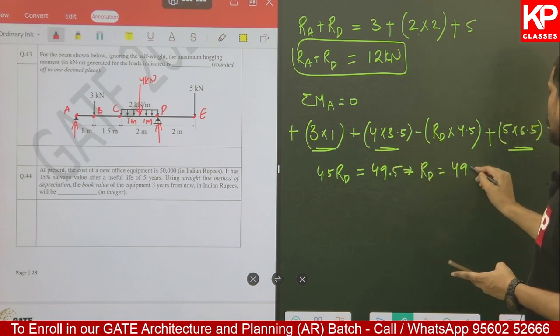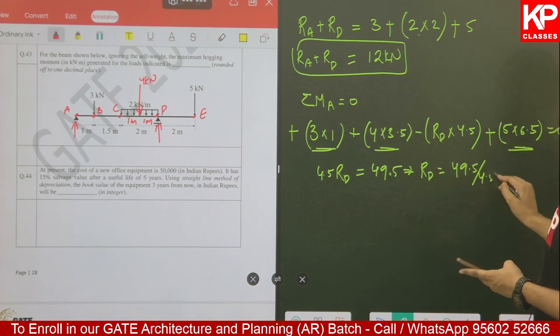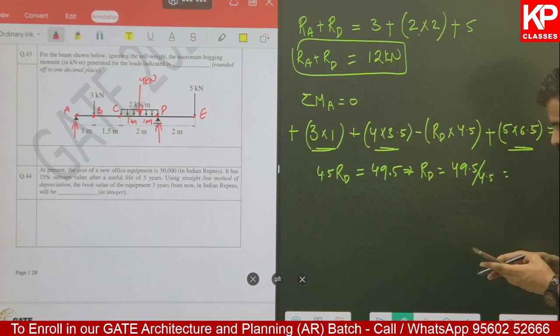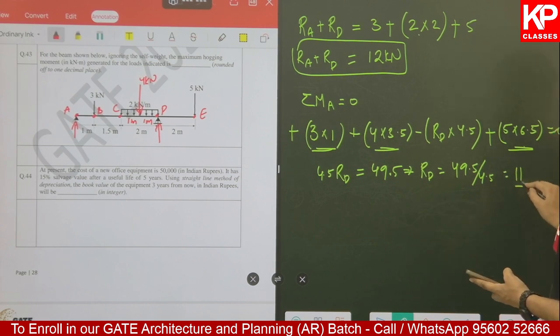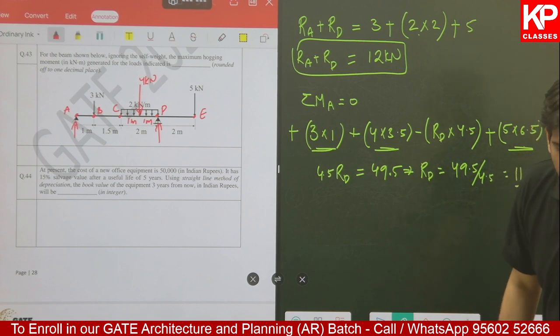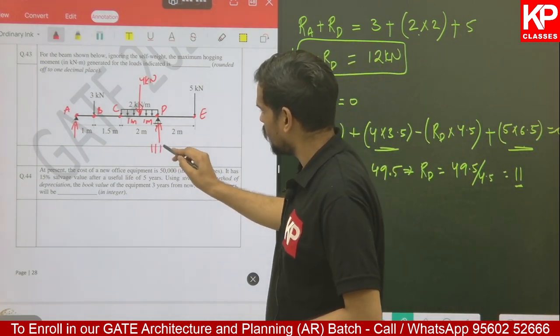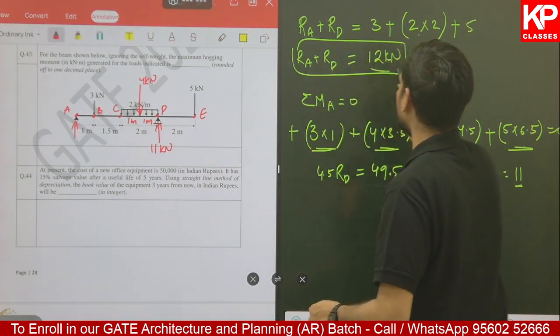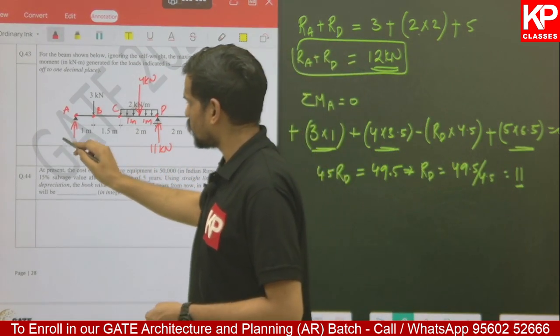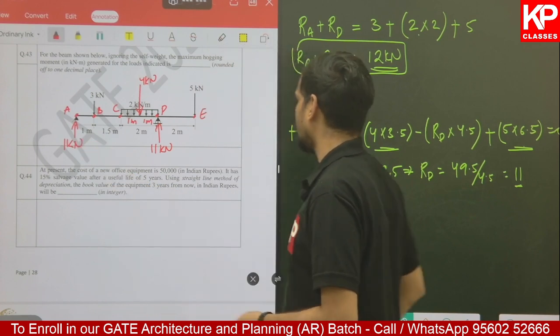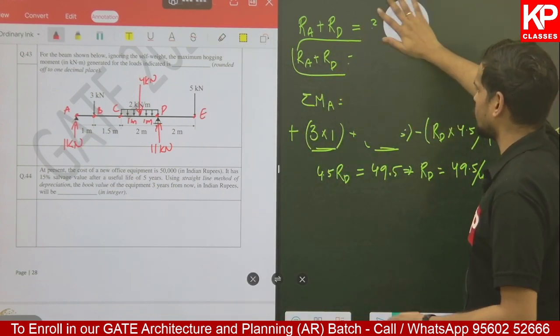So 49.5 divided by 4.5. It's coming out to be 11 kilonewtons. So reaction at point D, let me mark it over here. This is coming out to be 11 kilonewtons. If this is 11, sum should be 12. So this will be 1 kilonewton over here. So I have solved the support reactions.